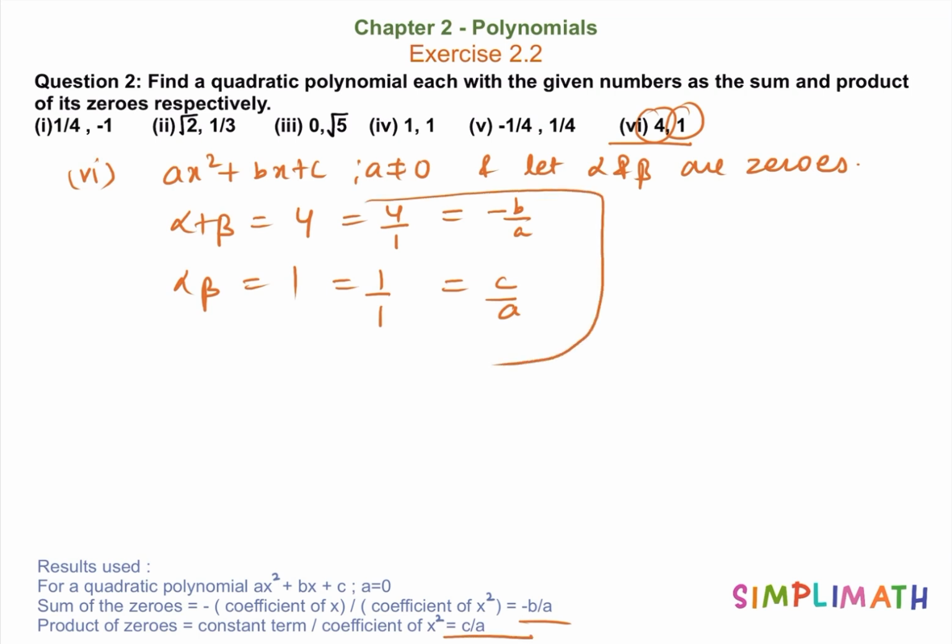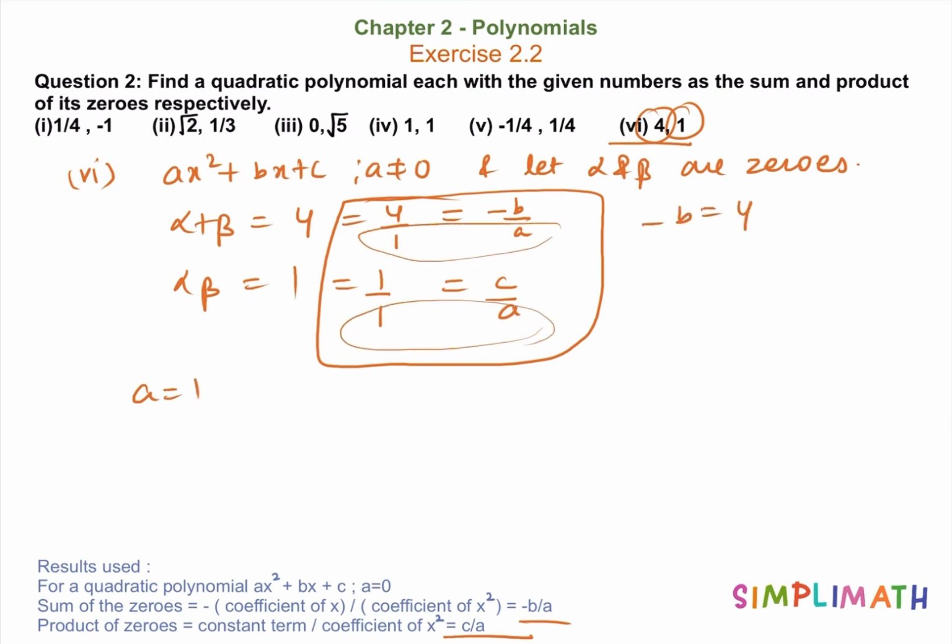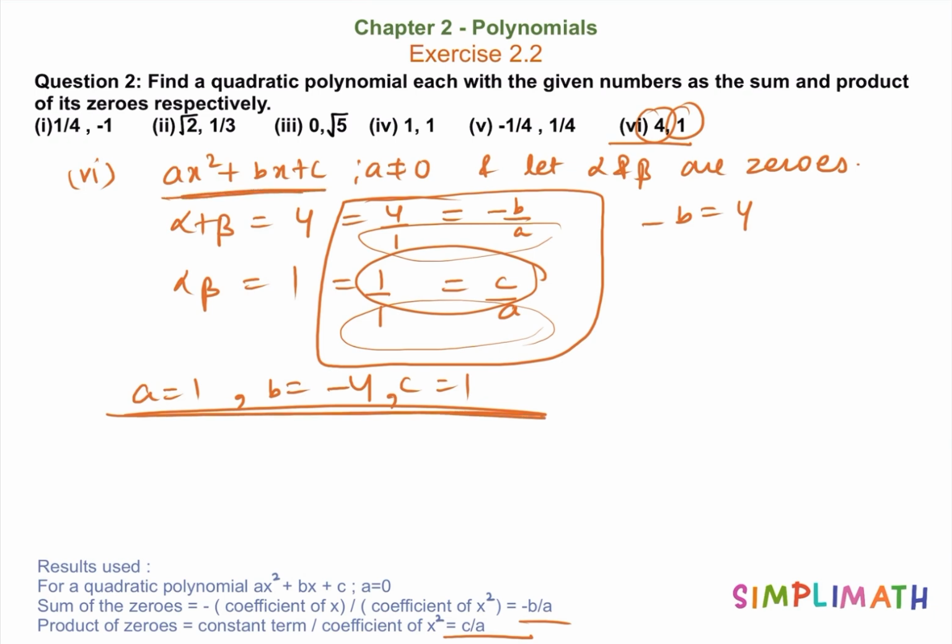Okay. So from these two, what I can say is a equals 1, right, in both the cases, and minus b equals 4, right? So b equals minus 4, and what is c? c equals 1. So if we put these values over here, what I can say is x square minus 4x plus 1 is the quadratic polynomial which fits the given condition, and any other quadratic polynomial that would fit the given condition would be of the form k into x square minus 4x plus 1, where k is a real number, right?